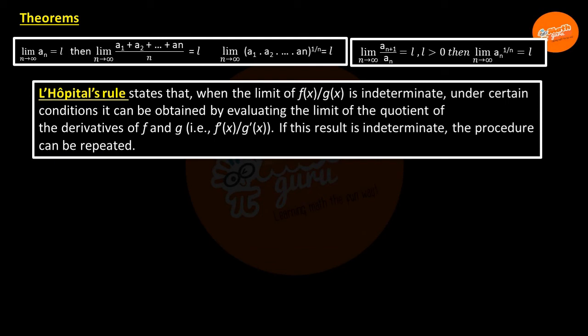L'Hospital rule. It's the most important rule for finding the limit of an indeterminate form. If f of x divided by g of x is indeterminate, then the limit can be obtained by evaluating the limit of the quotient of the derivatives of f of x and g of x, that is f dash of x by g dash of x. If the result is indeterminate, the procedure can be repeated until we get rid of the indeterminate form, and the limit is found by using this.